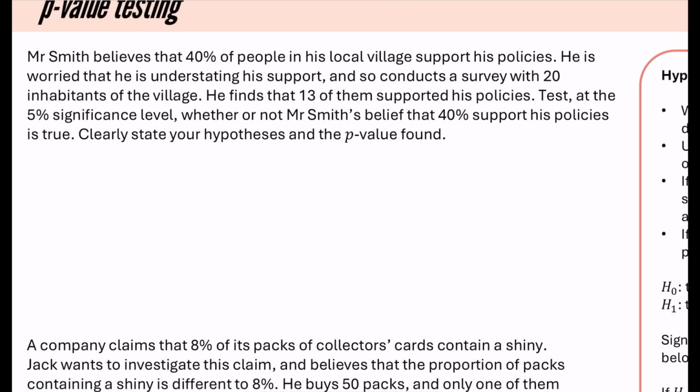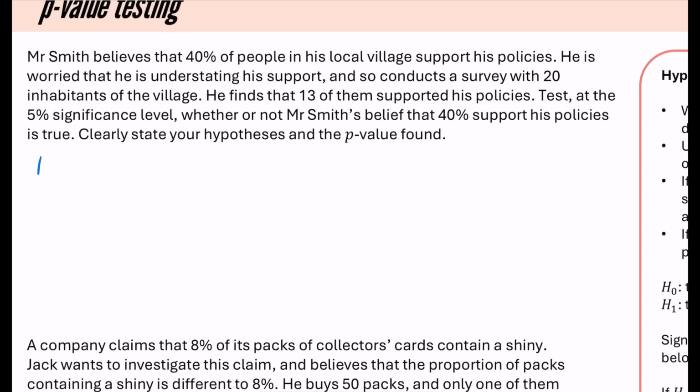So it says here that Mr. Smith believes that 40% of people in his local village support his policies. Maybe he works on the council or something. He is worried that he is understating his support and so conducts a survey with 20 inhabitants of the village. He finds that 13 of them supported his policies. Test at the 5% significance level whether or not Mr. Smith's belief that 40% support his policies is true. Clearly state your hypotheses and the p-value found.